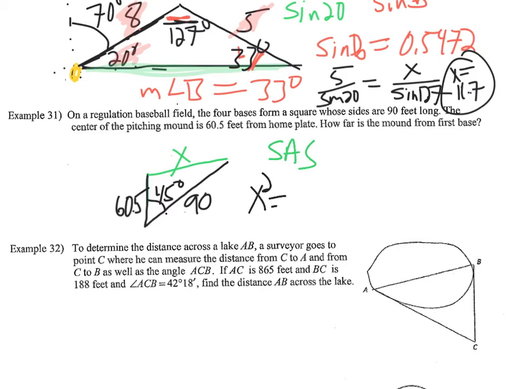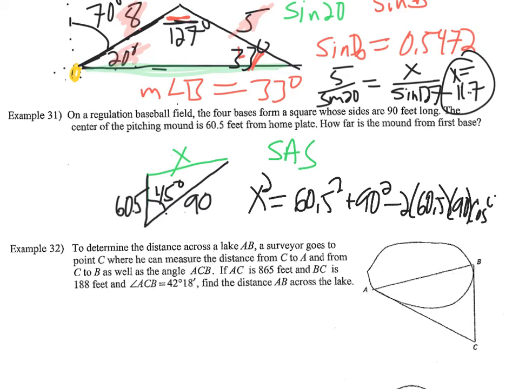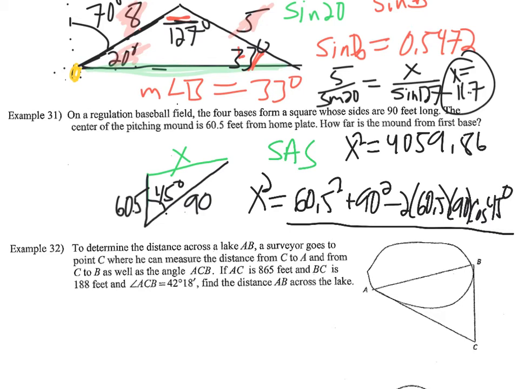So x squared equals 60.5 squared plus 90 squared minus 2 times 60.5 times 90 times the cosine of 45 degrees. You just grab your calculator, type that in exactly like that, and then you take the square root. Did I actually write down the answer to this? I did not. I came up with x squared equals 4,059.86-ish. If I take the square root of that, do I get a reasonable answer? I do. I got that x, the distance from first base to that pitcher's mound, is 63.7. How close is that to the actual distance? I don't know. I think I did it right. It seems reasonable. So if you want, go check it out and let us know.